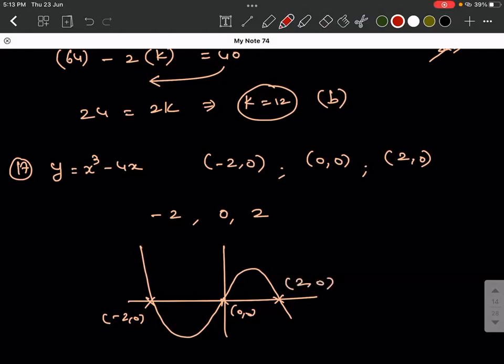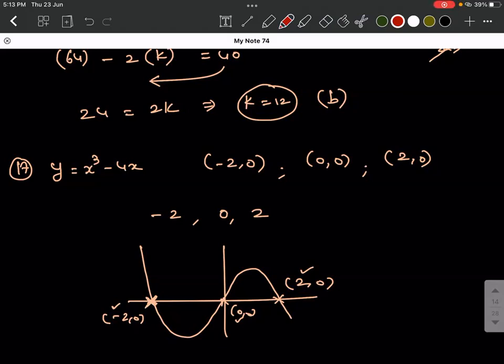Right? So wherever the polynomial is cutting the x-axis is called the zero of that polynomial. So what is the x-coordinate? Minus 2. What is the x-coordinate here? 0. And what is the x-coordinate here? 2. So minus 2, 0, 2 are the zeros. So generally the degree of the polynomial will decide the number of zeros.